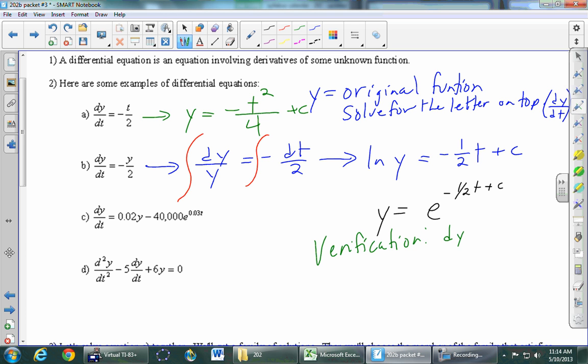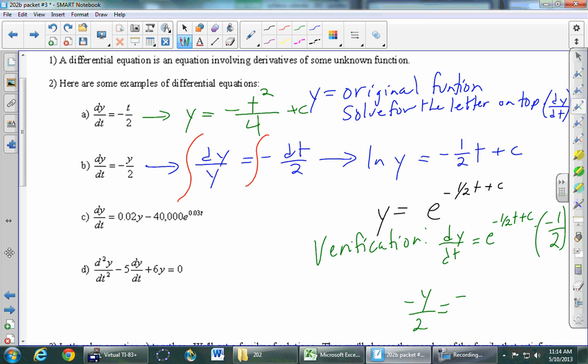So let's start by taking a derivative. So e to the stuff, what do we do? E to the stuff times what's the derivative of that stuff? We go minus half, right? Plus c vanishes when I take a derivative. That's the derivative. And what I'm supposed to do is compare this to the right-hand side, which says take the negative of the function and divide by 2. Negative y divided by 2.